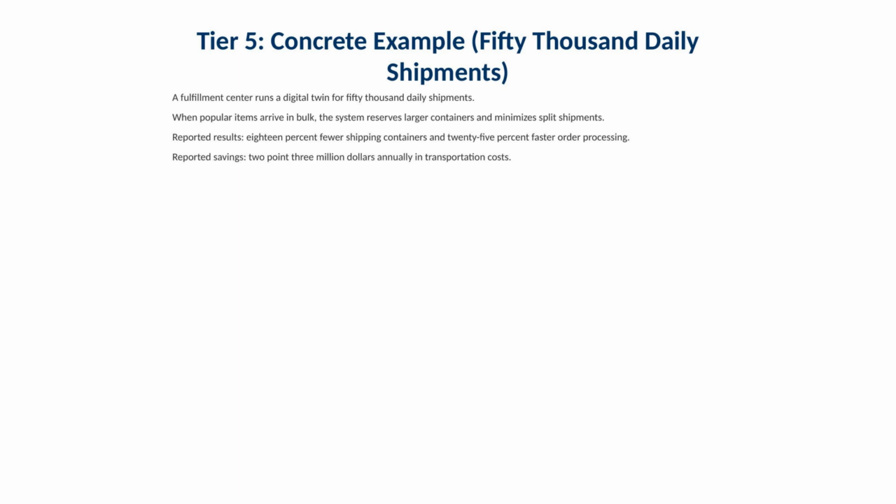In the reported case, a fulfillment center runs a digital twin for 50,000 daily shipments. The system reserves larger containers when popular items arrive in bulk, and it adjusts packing policies to reduce split shipments. The reported results are an 18% reduction in shipping containers and a 25% improvement in order processing time, which translates to about $2.3 million in annual transportation savings.